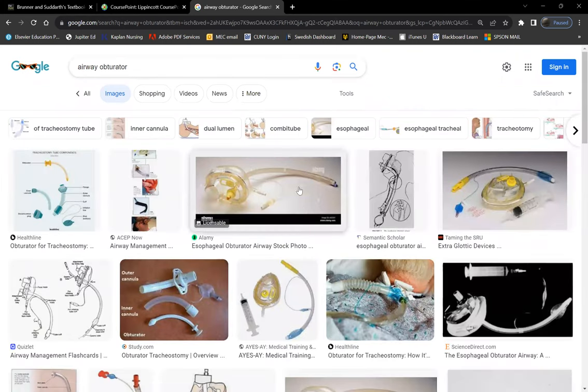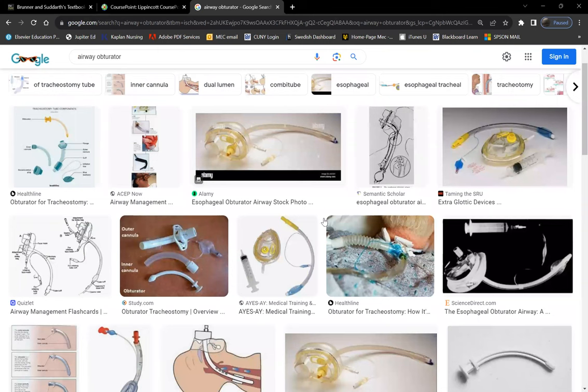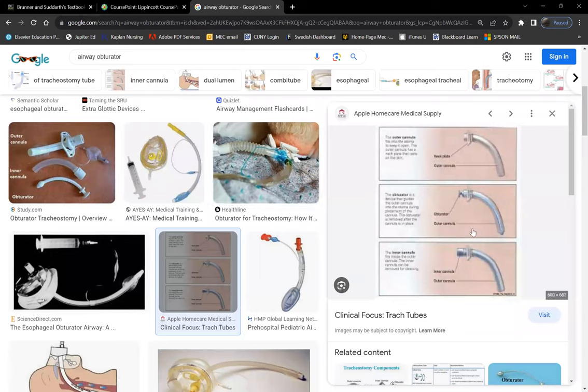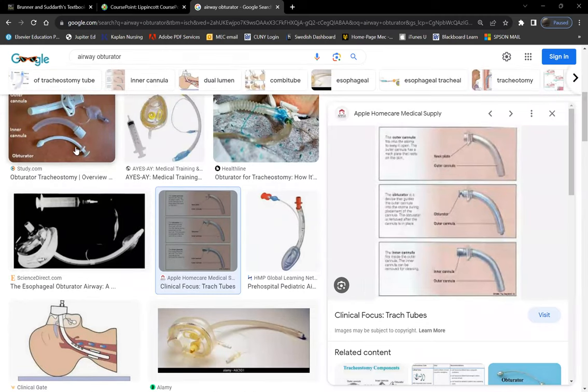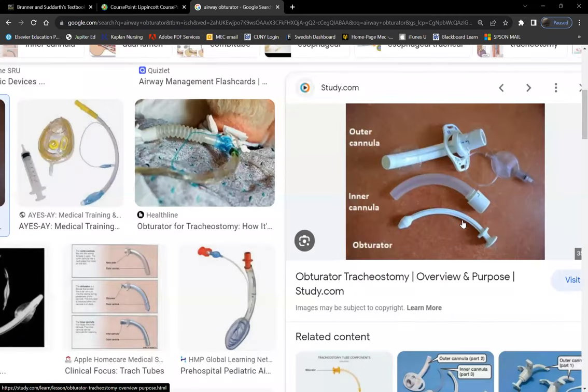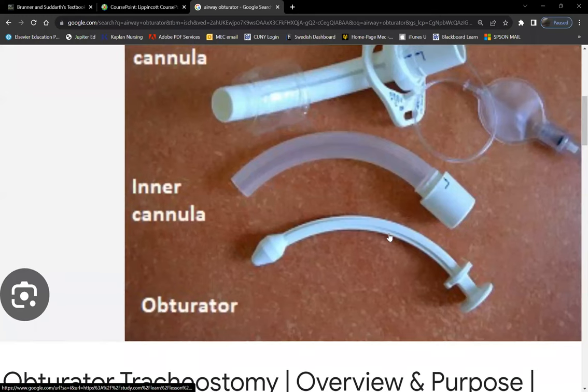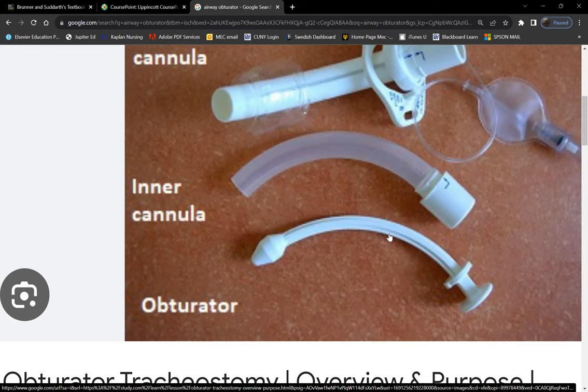So tracheostomies have three parts. We have the outer cannula, the inner cannula, and the obturator. This is the obturator. This solid thing here is clearer. The only time you'll see this is when the doctor first puts in a tracheostomy. After that, they'll discard it, but we'll have an extra set at the bedside in case these things happen.